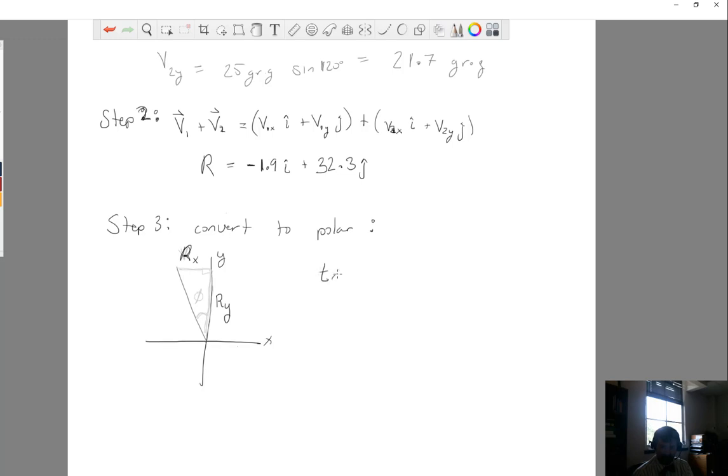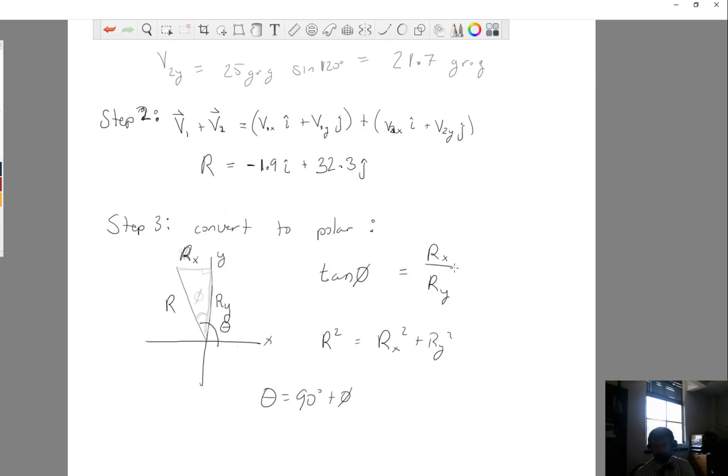Okay, so tangent of phi is always the opposite from phi, so that's rx, divided by the adjacent to phi, that's ry. And then r is always given by Pythagorean theorem, rx squared plus ry squared. And notice that phi and theta are related. Basically, theta is 90 degrees plus phi for this particular triangle.